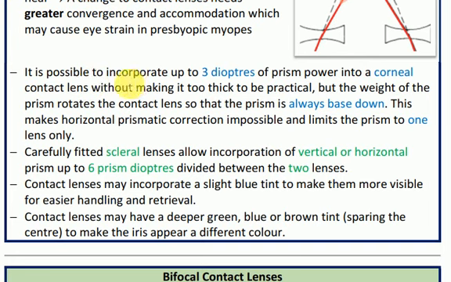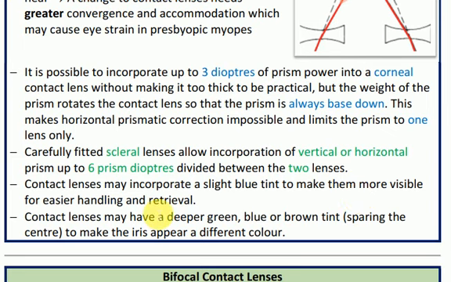It is possible to incorporate up to 3 diopters of prism power into a corneal contact lens without making it too thick to be practical, but the weight of the prism rotates the contact lens so that the prism is always base down. This makes horizontal prismatic correction impossible and limits the prism to one lens only. Carefully fitted scleral lenses allow incorporation of a vertical or horizontal prism up to 6 prism diopters divided between the two lenses. Contact lenses may incorporate a slight blue tint to make them more visible.